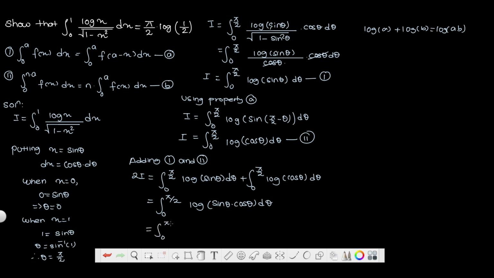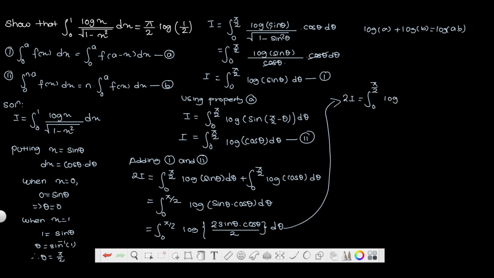Now 0 to pi over 2 log. Inside this bracket, now multiply numerator and the denominator by 2. We get 2 sine theta cos theta over 2 d theta. Now let's go here. We have 2I equals 0 to pi by 2 log. Now 2 sine theta cos theta is sine 2 theta. So we can write sine 2 theta here, and in denominator we just have 2.